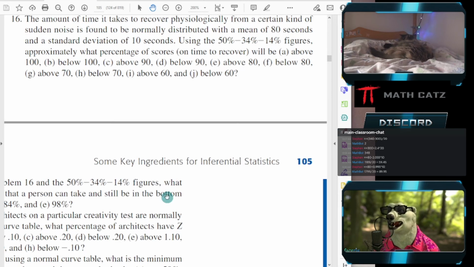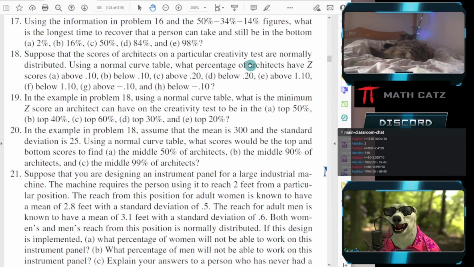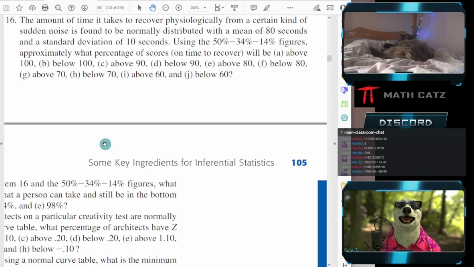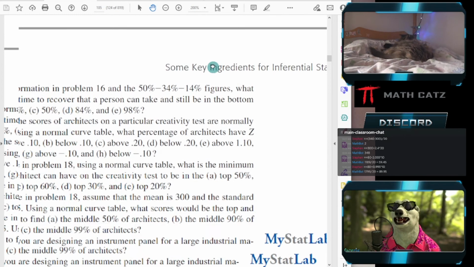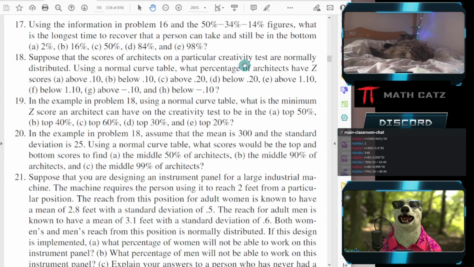Question 17. 17 is over here. Using the information in problem 16, so we again have the mean of 80, standard deviation of 10. I'm now just flipping the question and asking what is the longest time, the raw score, so that I will be in the bottom 2%, 16%, and so on. Now, previously we did, I believe, A and D. So let's maybe do B and E. Is that what I marked here?